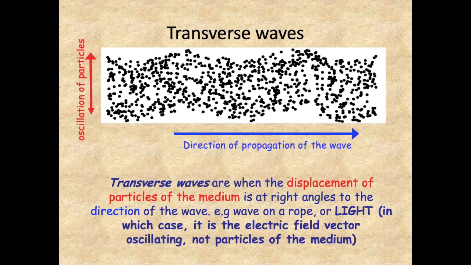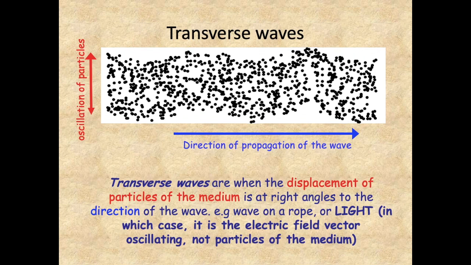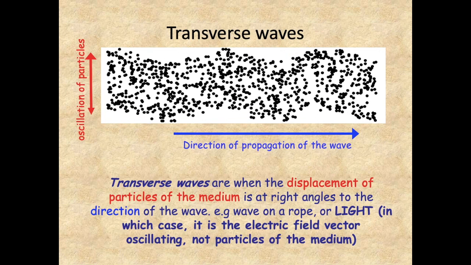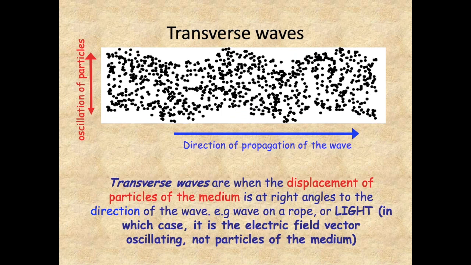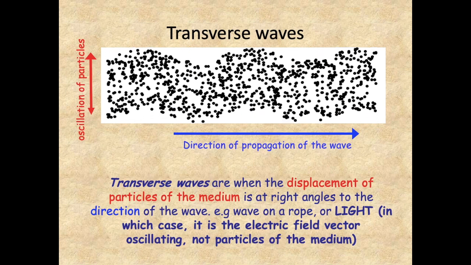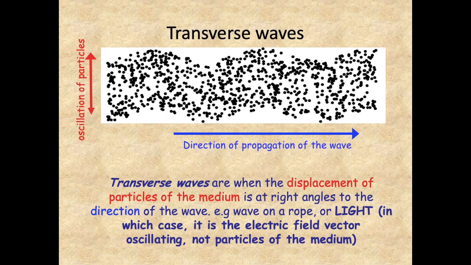A transverse wave is when the displacement of particles of the medium is at right angles to the direction of the wave. For example, a wave on a rope or light. But in the light case, the electric field vector is oscillating, not the particles of the medium. We'll get back to this at the end of this video.